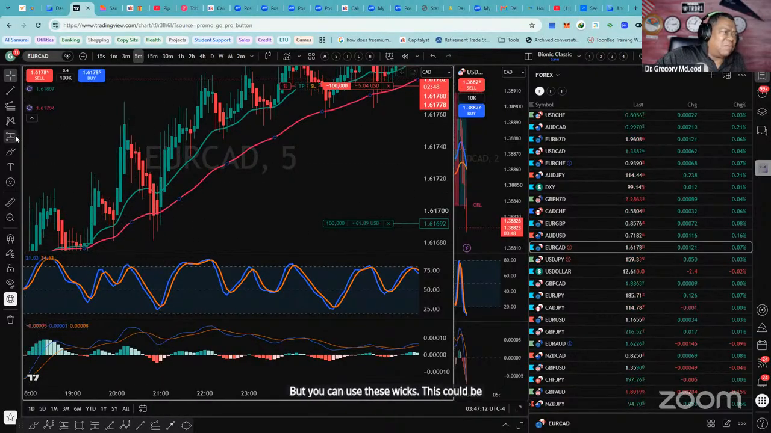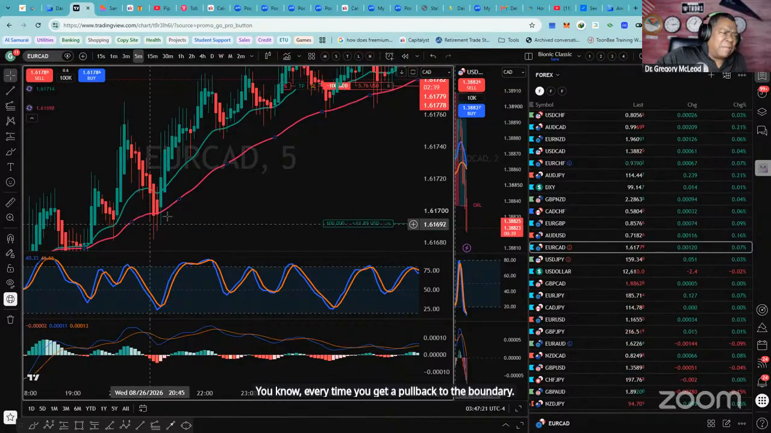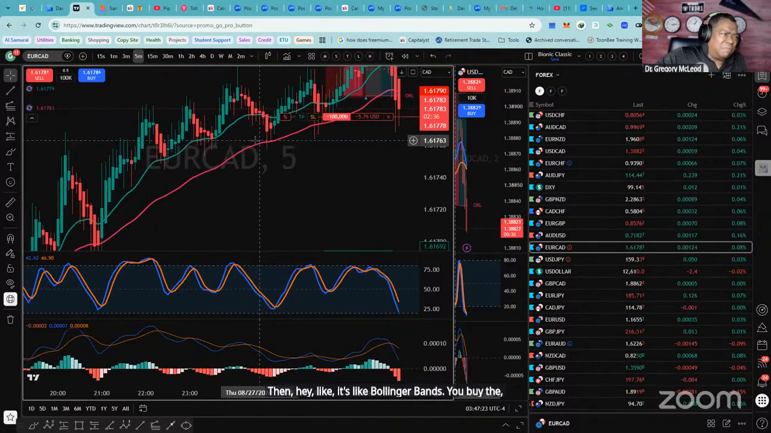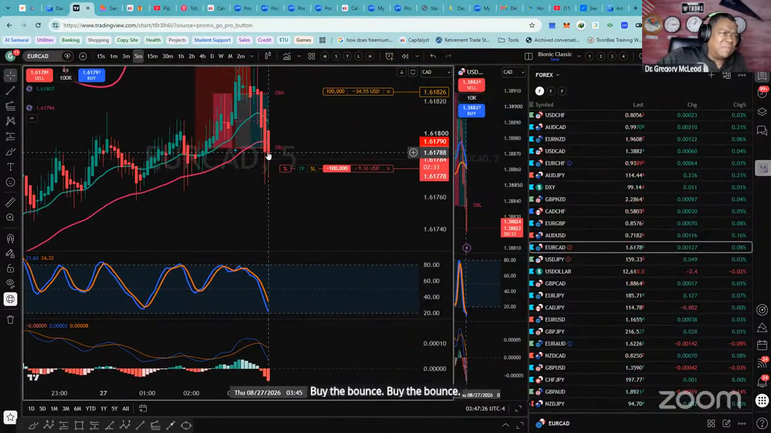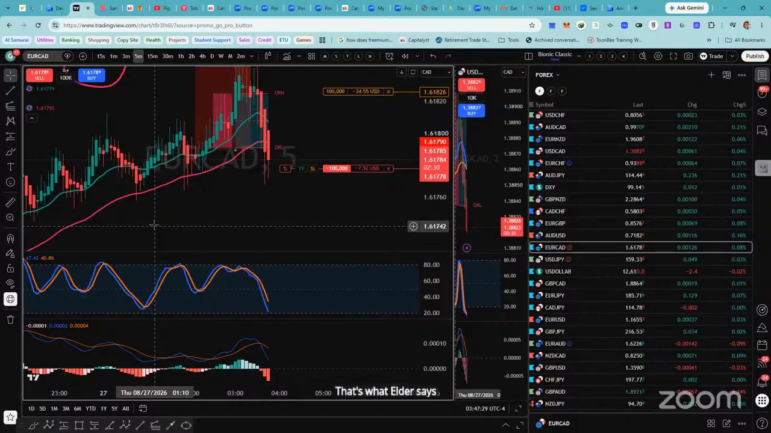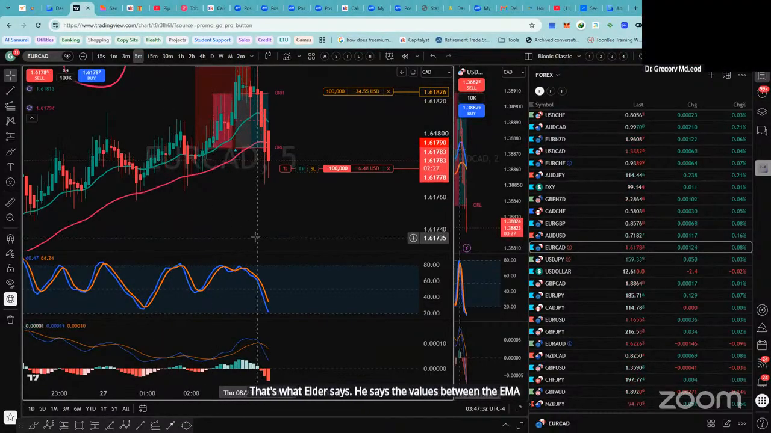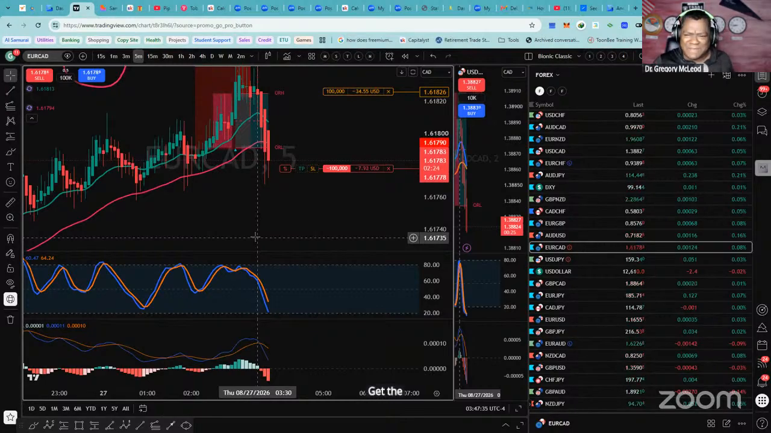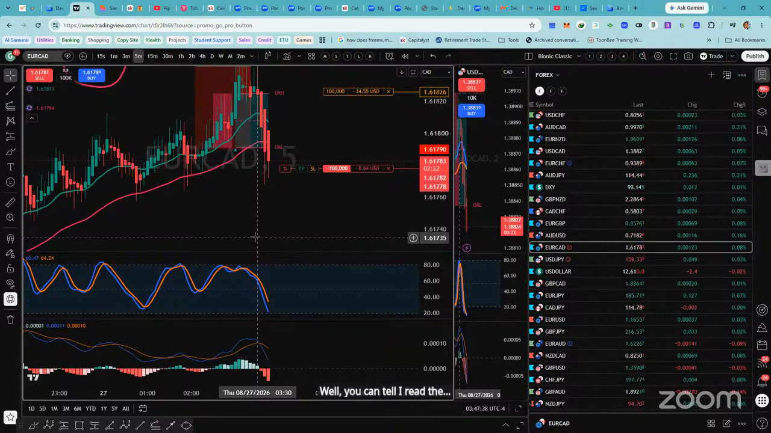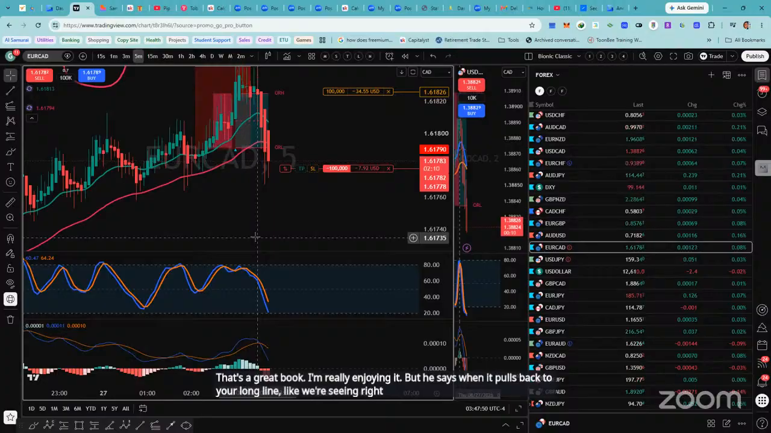This could be a trading system where every time you get a pullback to the boundary, it's like Bollinger Bands. You buy the bounce, buy the bounce, buy the bounce. That's what Elder says. He says the value is between the EMAs. Yes. You get the separation. Well, you can tell I read the book, huh? It's a great book. I'm really enjoying it. But he says when it pulls back to your long line, like we're seeing right there, that's a buy on an uptrend. Right.